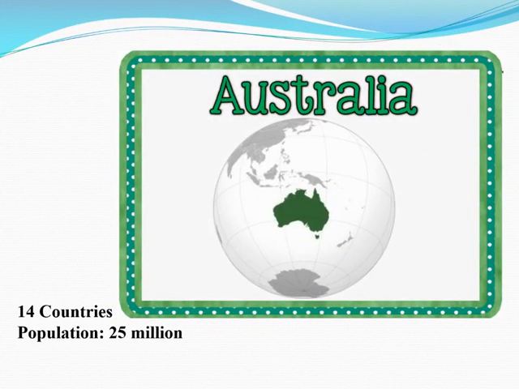Now we'll take a look at Australia. Australia has 14 countries, and the population is 25 million people. Australia is the smallest continent, and it's pretty much moved out of the way from most of the other continents. Since the continent Australia is, for the most part, separated from the other continents, it is home to some really unique animals like kangaroos and koalas, which don't naturally live anywhere else in the world.